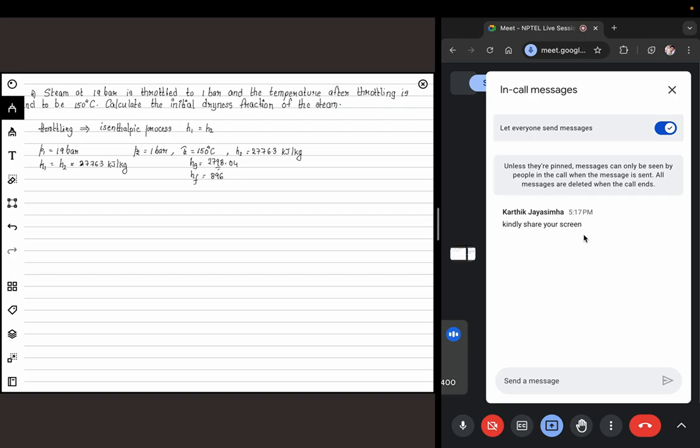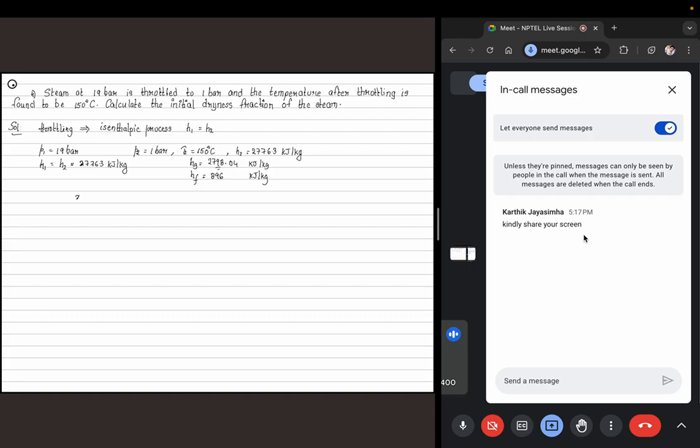So now that I know the values of Hg and Hf, I can directly calculate the vapor fraction, or the dryness fraction here. But just to note that you always have to check whether the value of H that you calculated is less than or greater than the value of the saturated vapor enthalpy at that particular pressure. If it is greater than that, you just put the dryness fraction to be 1.